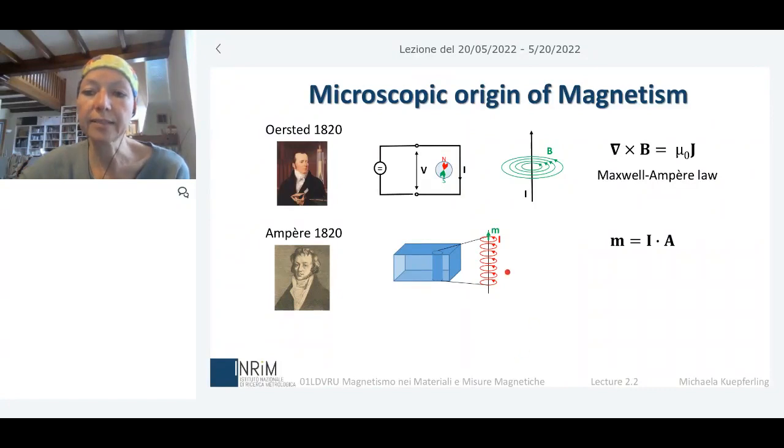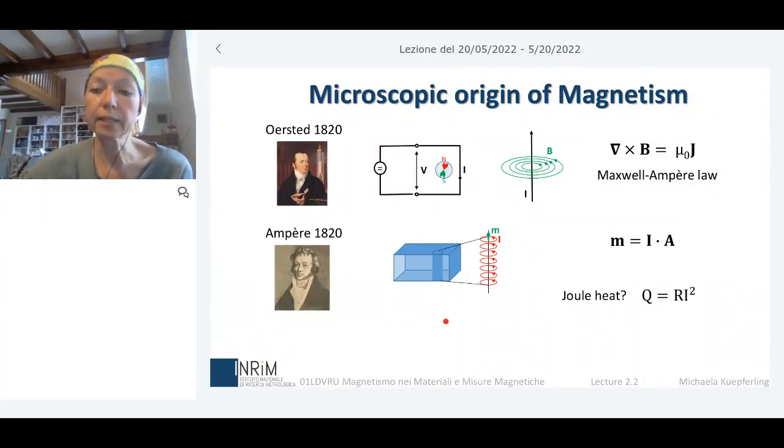On the other hand, this idea immediately inspired Ampère. In the same year, he developed his theory of, let's say, small ring currents, which create a magnetic moment, and the sum of all these magnetic moments will give the magnetization of a magnetic material. So the magnetic moment is given simply by the electric current times the area of the ring where this ring current is flowing.